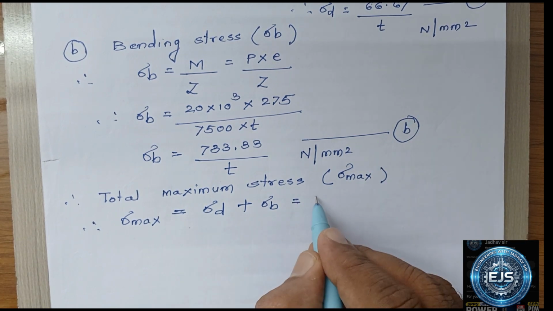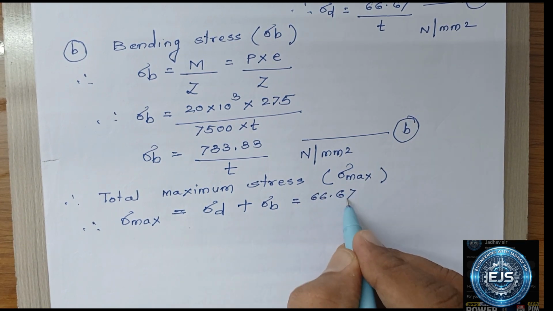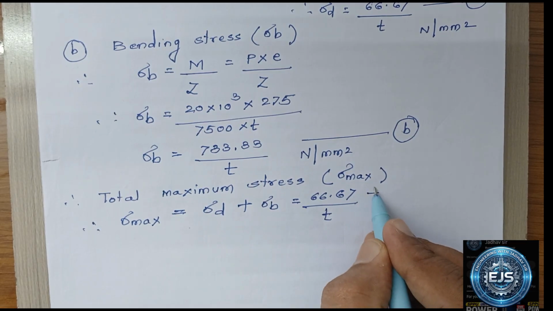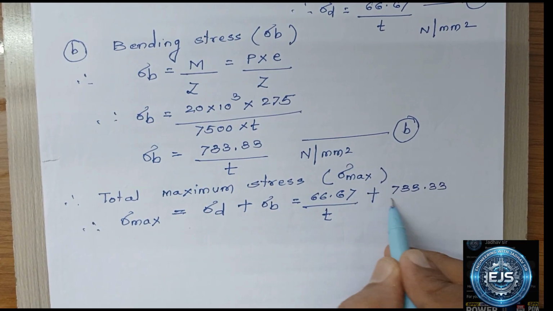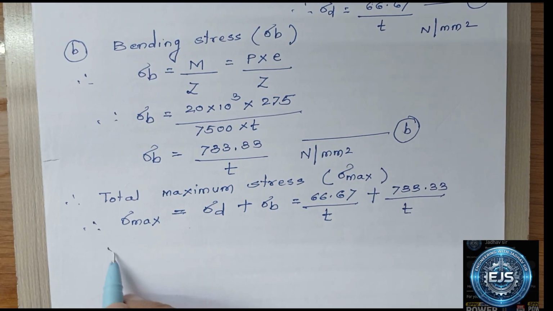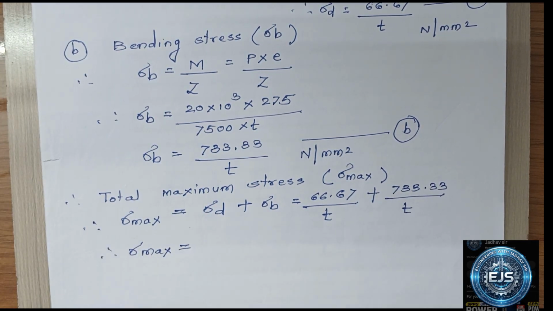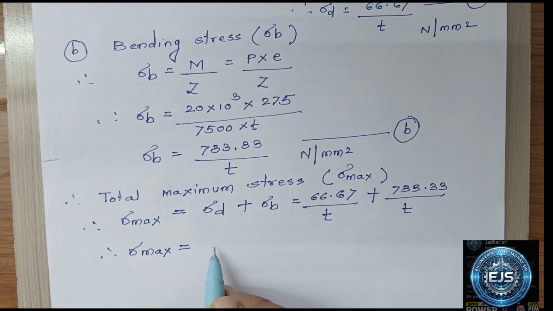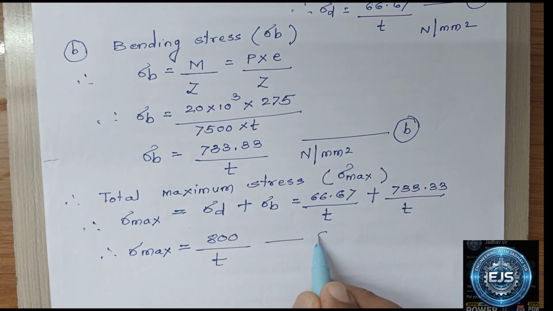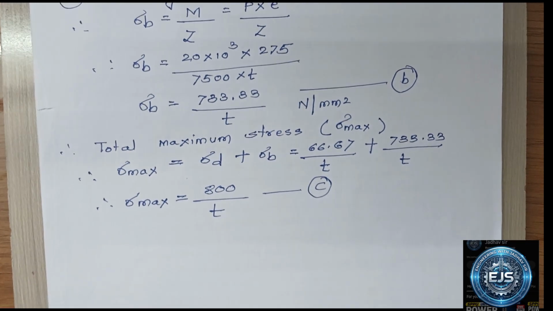and now we can calculate their magnitude. So sigma d is 66.67 upon t, plus sigma b is 733.33 divided by t, thickness t. So this maximum tensile stress developed at the inner fiber is equal to, we will add both, 733.33 plus 66.67. So it comes out 800 divided by t. So we'll mark this as equation number C, equation C.